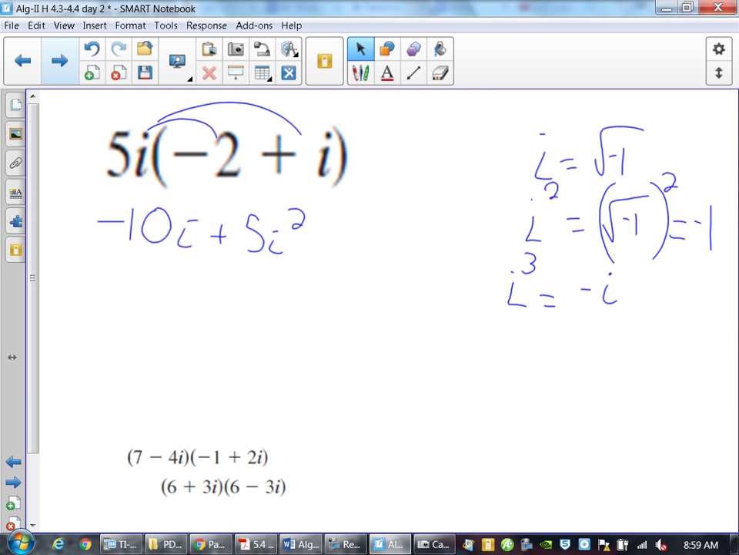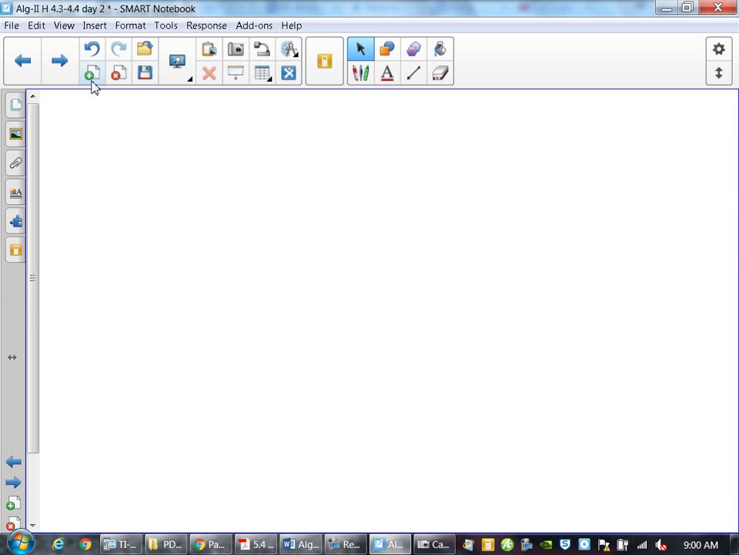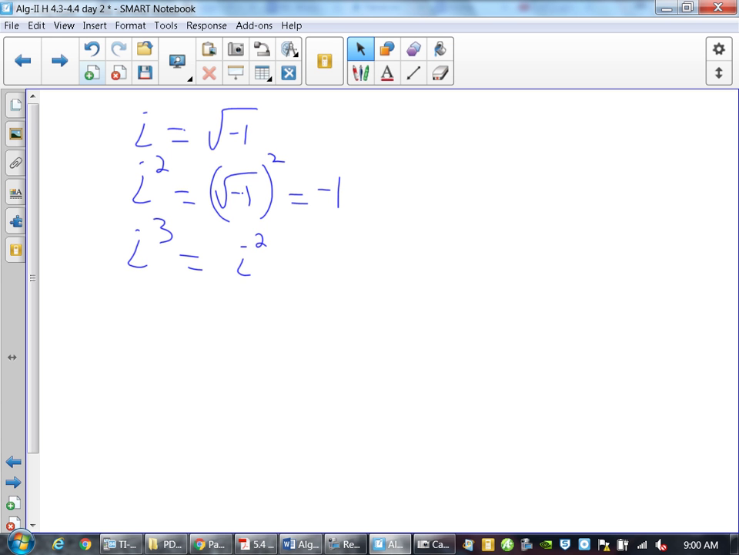Wait a second. All right, watch what happens. This is kind of cool. So i is the square root of negative 1. Are we okay with that? Yes. i squared would be the square root of negative 1 squared, which is negative 1. Okay? i cubed is i squared times i. Everybody okay with me writing it like that? Remember the power rules, when you can split things apart like that? So that means this is negative 1 times the square root of negative 1, which is negative i, because the square root of negative 1 is i.